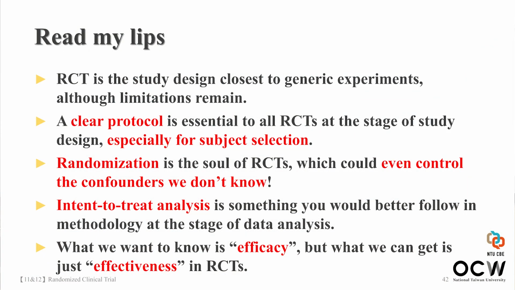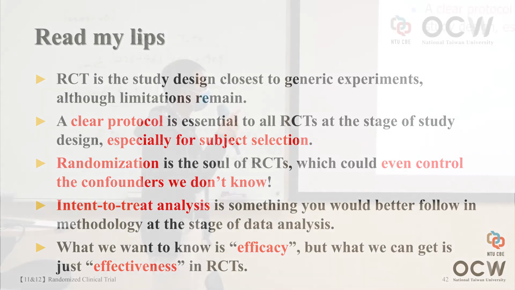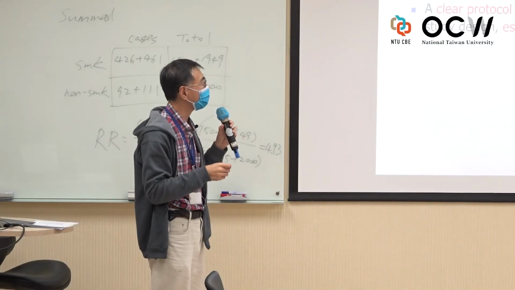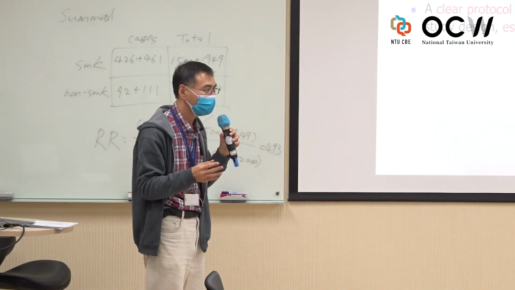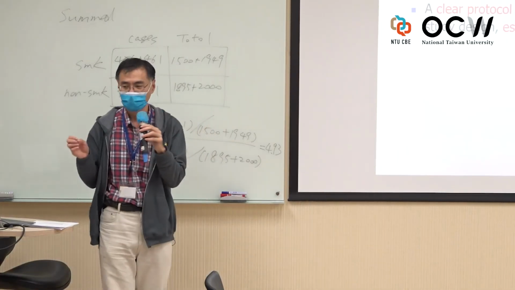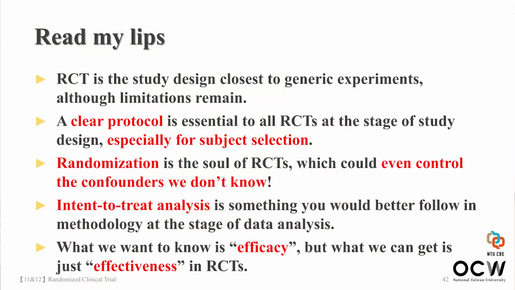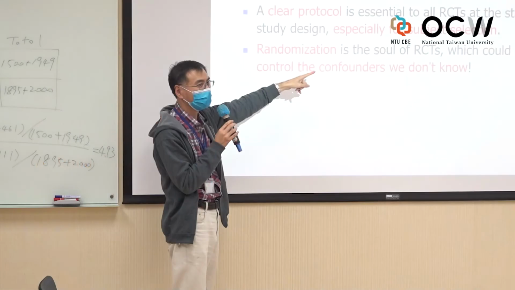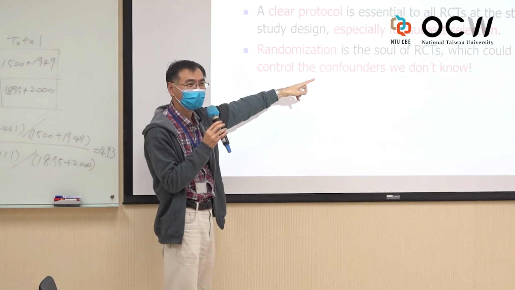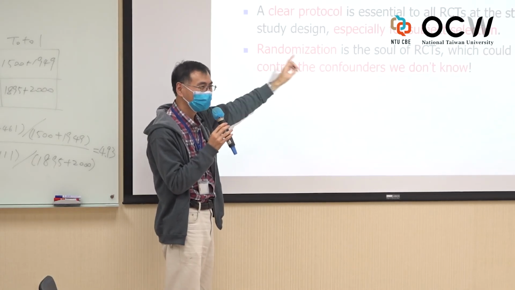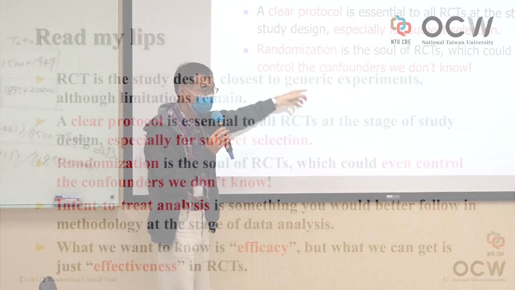A clear protocol is essential to all RCTs at the study design stage, especially for subject selection. You have to make it very clear in the protocol and follow the rule from the beginning to the end stringently. Key point: randomization is the soul of RCT, which could even control the confounders we don't know. It will definitely be the most important thing in RCT.